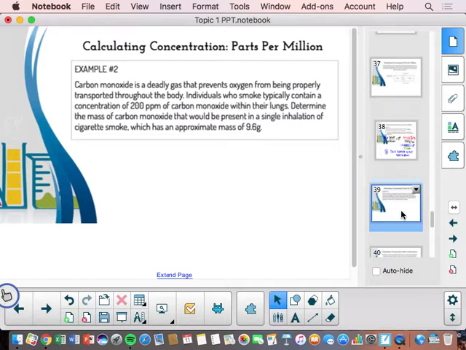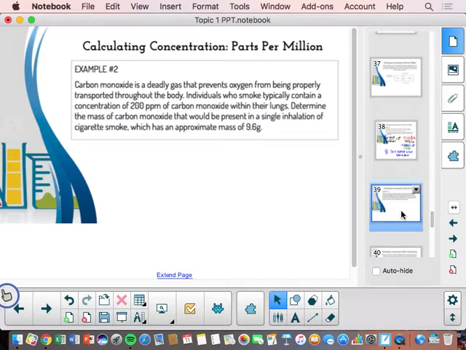Another example here, it says carbon monoxide is a deadly gas that prevents oxygen from being properly transported throughout the body. Individuals who smoke typically contain a concentration of 200 parts per million of carbon monoxide within their lungs. Determine a mass of carbon monoxide that would be present in a single inhalation of cigarette smoke, which has an approximate mass of 9.6 grams.